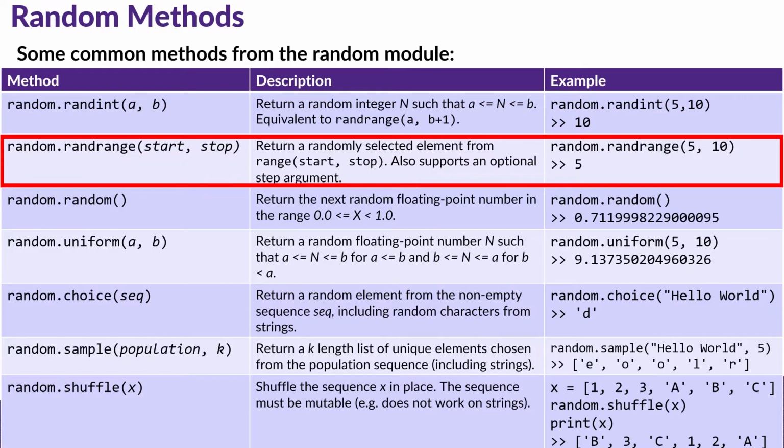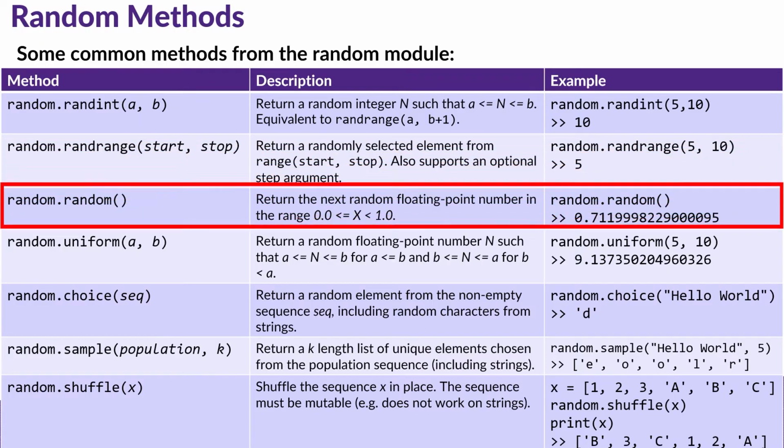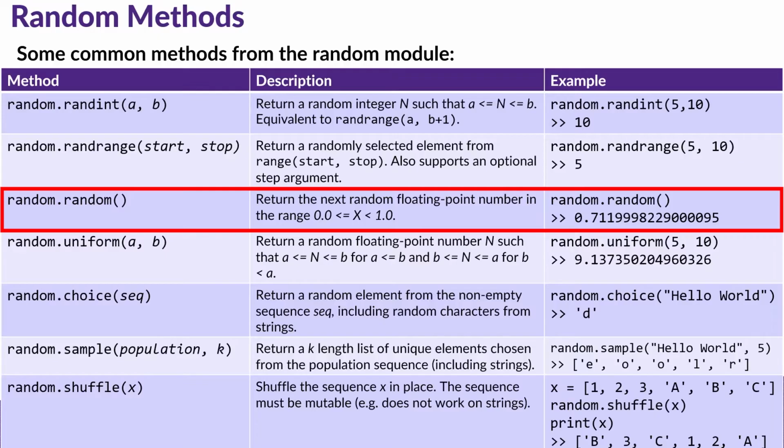The next function, randrange, is very similar to randint. The only difference is the endpoint, the stop, is not inclusive. It's more similar to the range function. Next up is the random function. It takes no inputs, but it returns a random floating point number between 0 inclusive and up to, but not quite including, the number 1. So since this is a floating point number, it can have decimal places, so we could get anything between those two values, like 0.7, 0.65, 0.00001, or even the number 0, but not 1 because it's up to and not including 1.